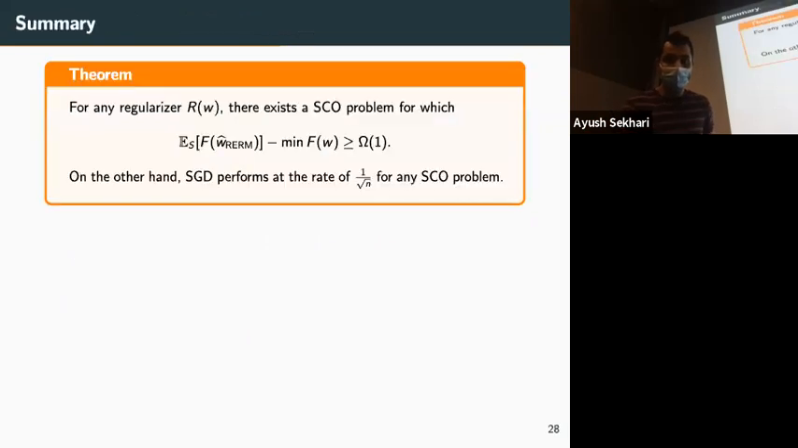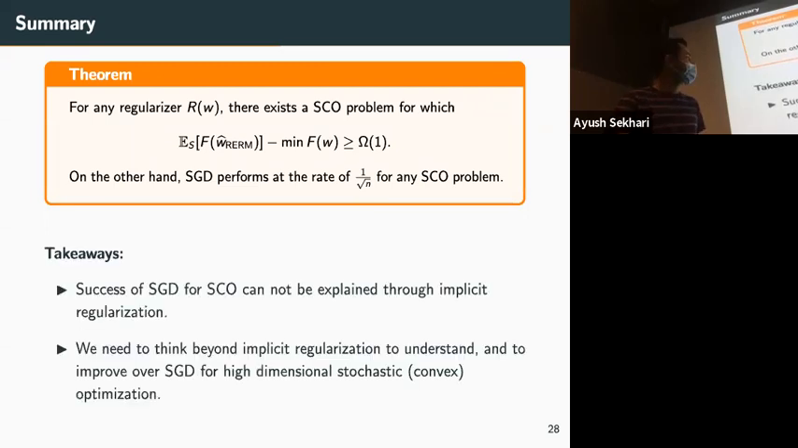All right. So to summarize this section, we show that for any regularizer, RERM fails. There exists an SCO problem for which RERM fails. And this is a sad story for implicit regularization, because it suggests that even for the simple problem of SCO, the success of SGD cannot be explained through implicit regularization.